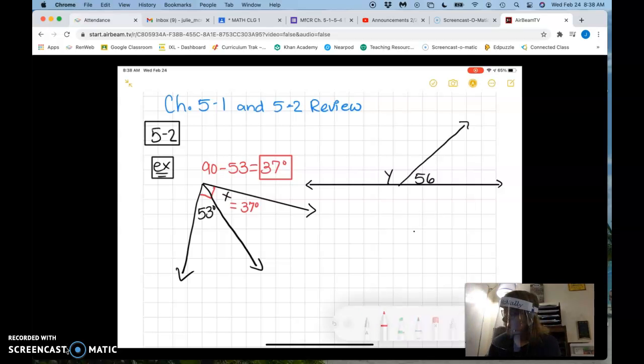All right, how much is this other angle worth? 180. So what do I have to do to find this one? 180 minus 56.